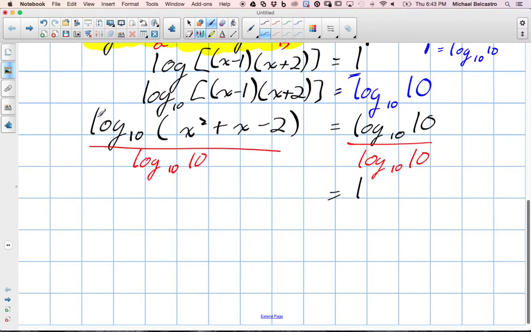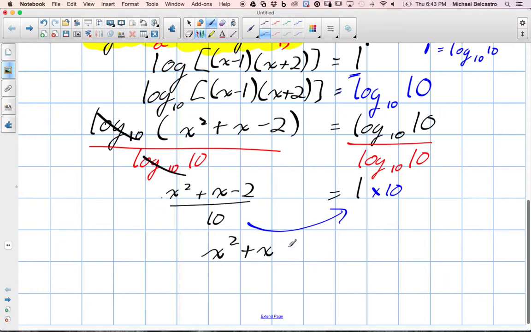And then on this side, our log 10s essentially cancel out, and you're left with your x squared plus x minus 2. And technically, it's above the value of 10. What we want, though, is, it's a little far apart, let's move our 10 back to the other side so we're no longer working with fractions. So we move this 10 back, it'd be multiplied by 10, right? So we have x squared plus x minus 2 is equal to the value of 10.